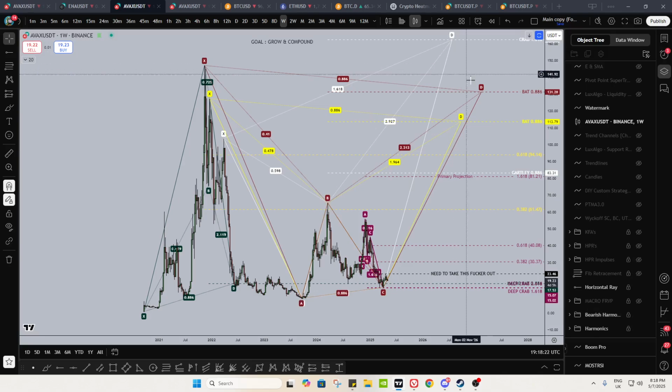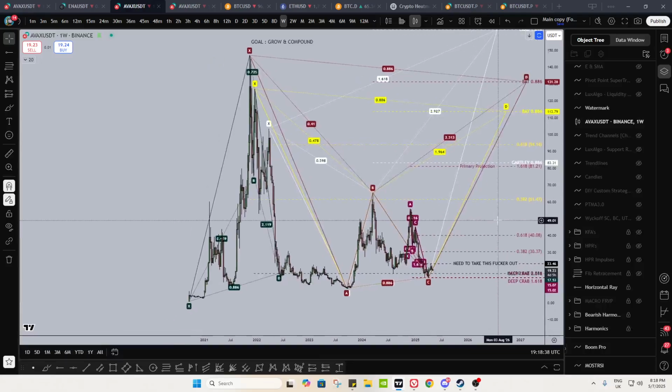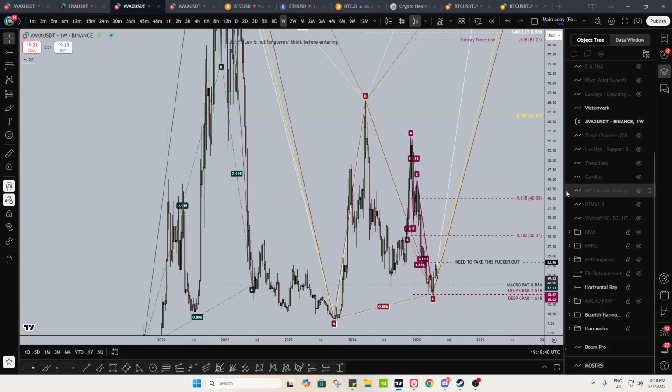All of a sudden, all of your targets, this target, the Gottlieb target, all of those go out the window, right? Because the 86 is the max extension you're looking for. Anything after this is going to be either a Cypher or a Shark, right? And those are just not a position you want to be in, basically, on the macro for AVAX, which is why I don't think it's going to happen.